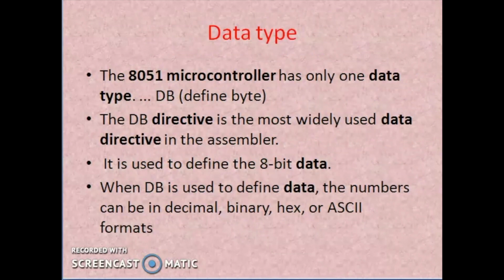What is a data type? The 8051 microcontroller has only one data type, and that is defined byte. The defined byte directive is the most widely used data directive in the assembler. As we have studied, it is an 8-bit data. It ranges from 00 to FF. When DB is used to define data, the numbers can be in decimal, binary, hexadecimal or ASCII formats.